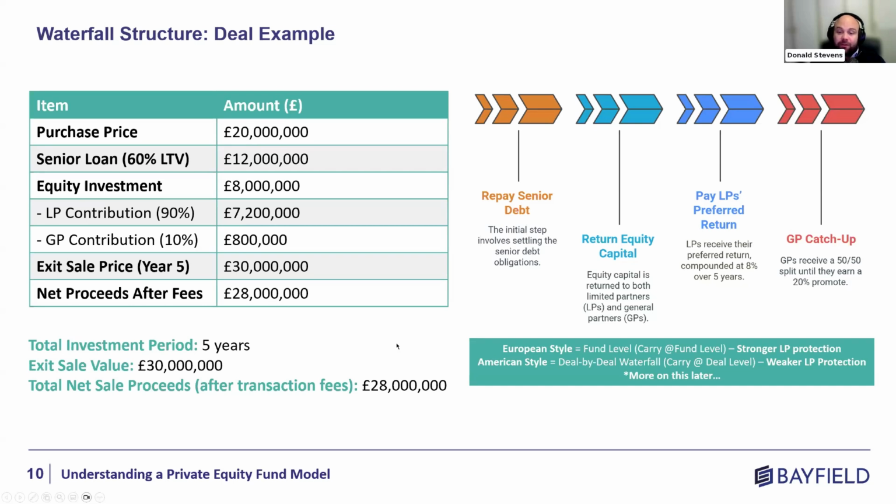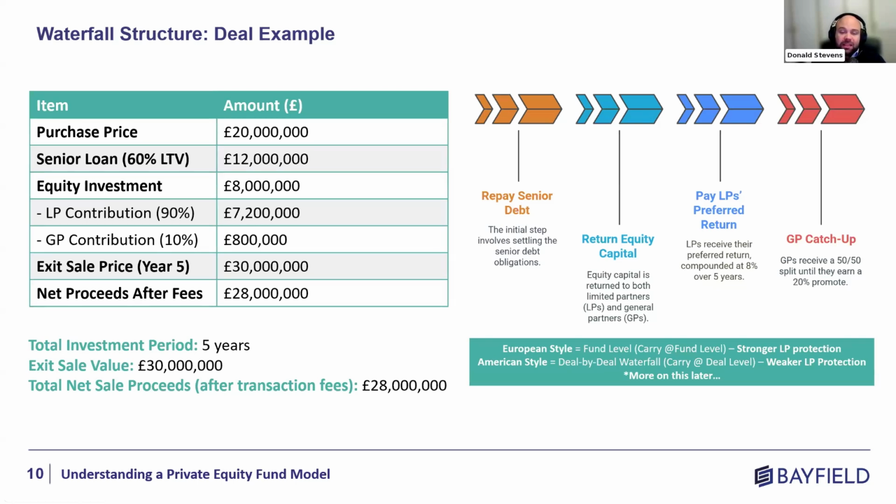But from that 8 million, from this entire amount, we first need to repay the senior debt. Then we need to return everyone's capital. Then we need to pay the preferred return to the LP, and then the GP can earn its catch up with the further splits. So it does vary based on European and American style. I've got a table at the end just to do a further comparison.